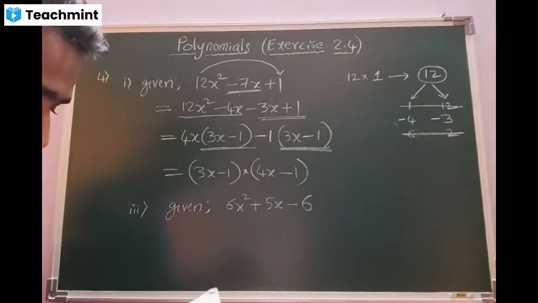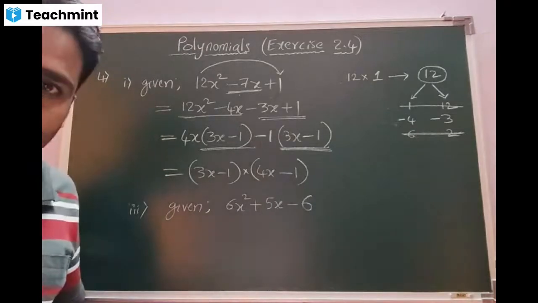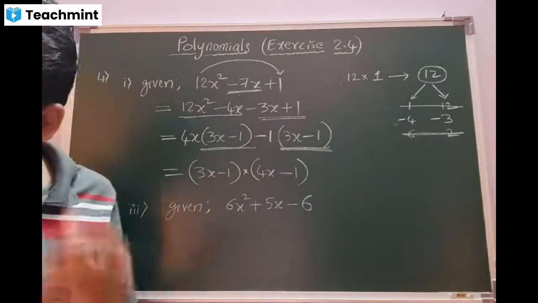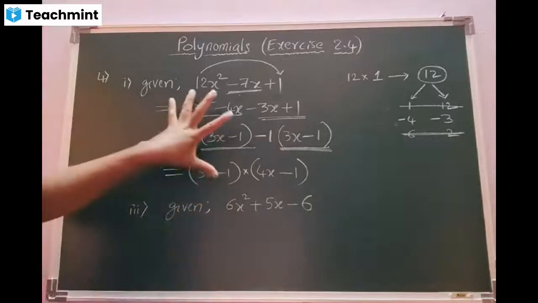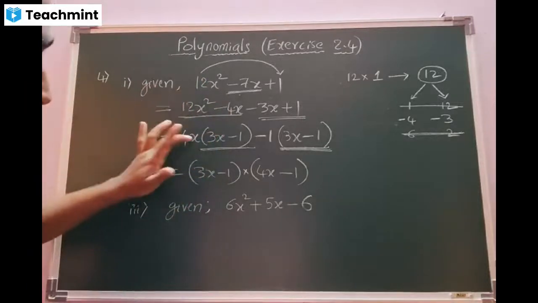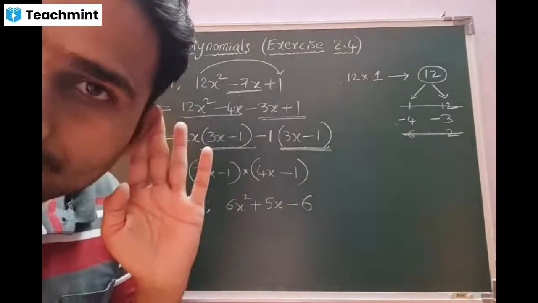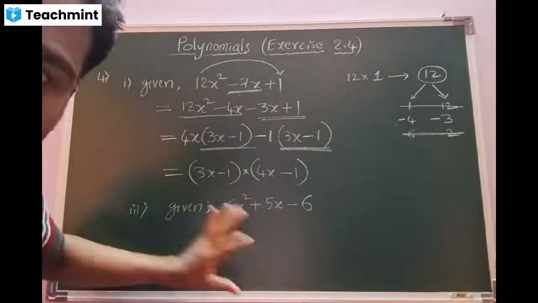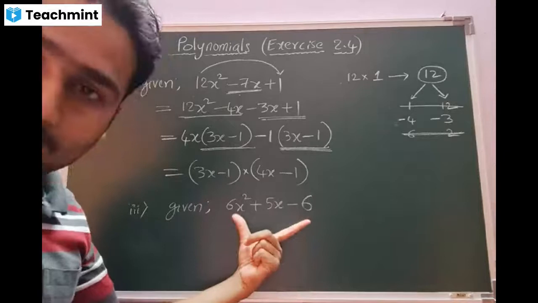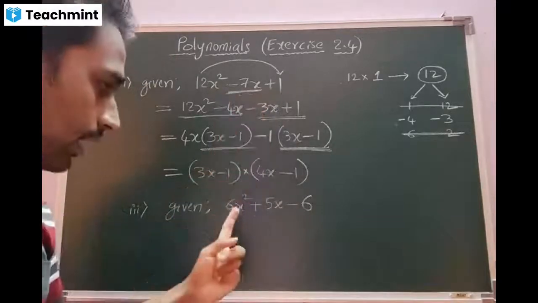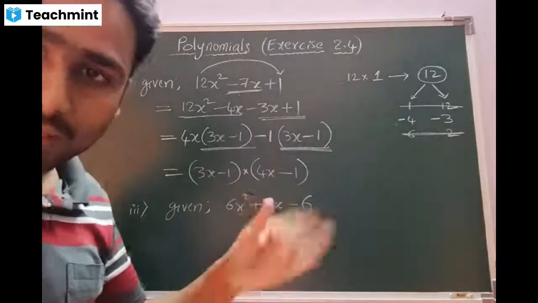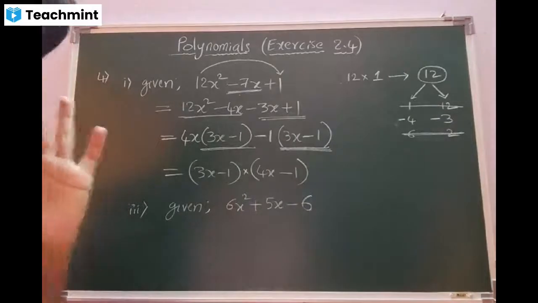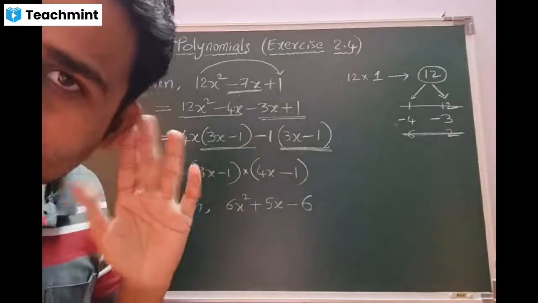Yes, sir. 6x square plus 5x minus 6. Okay. Students, all of you copied the first one? Yes, sir. Copied. Now, the same procedure will be adopted here. The reason, it is also a quadratic polynomial of the same kind. Ax square plus bx plus c. Correct, beta? Yes, sir.